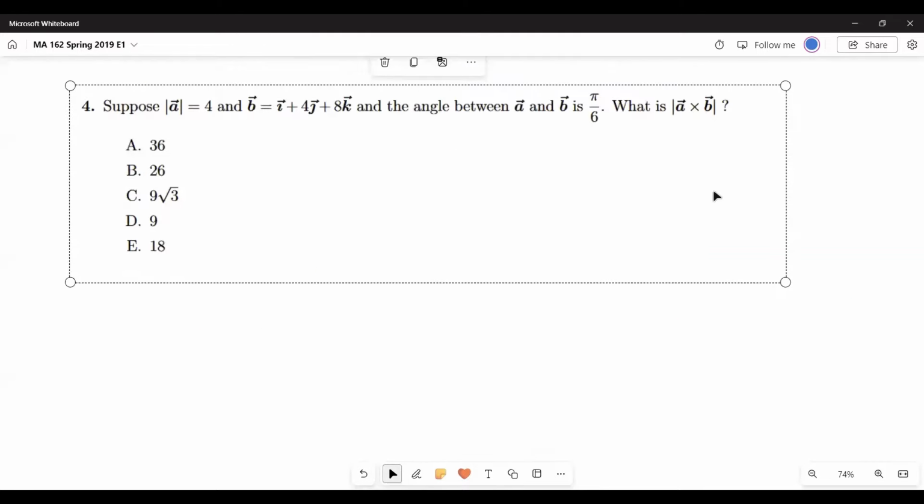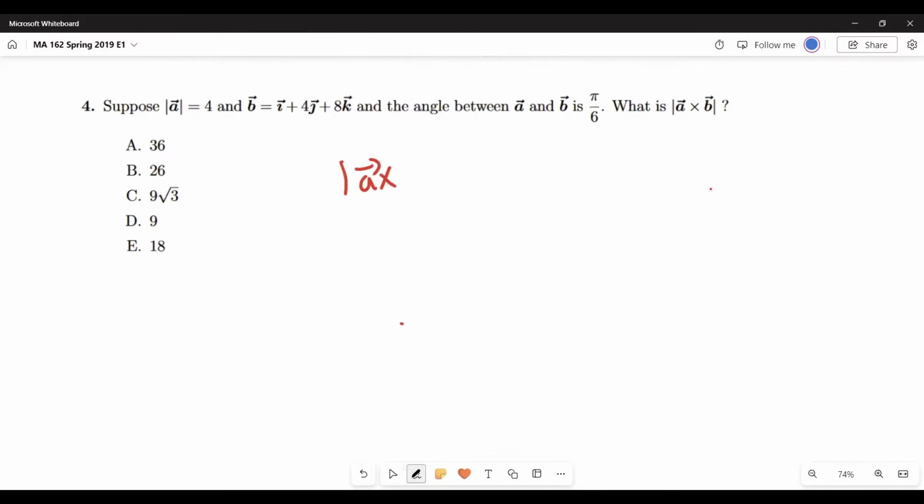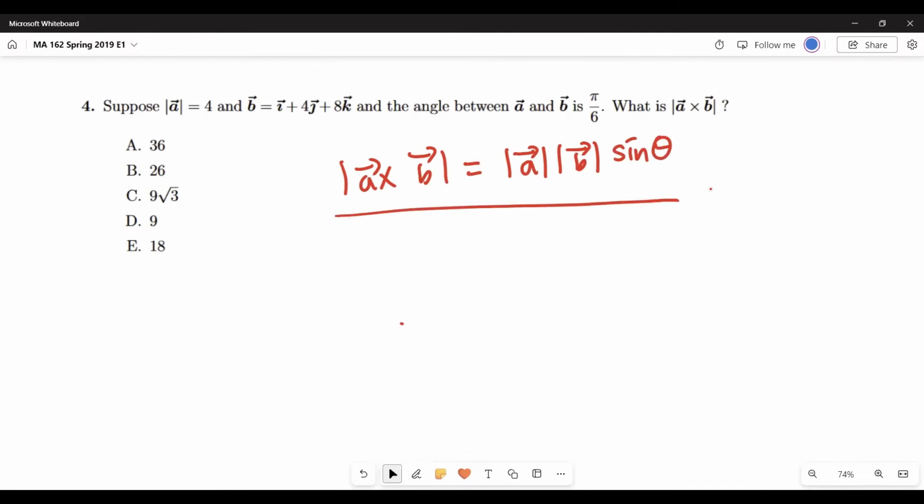Okay, this question asks: the magnitude of A is 4, B is i plus 4j plus 8k, and the angle between A and B is pi over 6. They're asking for the magnitude of A cross B. When you're given the magnitude of A cross B, this can be written as the magnitude of A times the magnitude of B times sine theta. That's the equation you have to remember when you're given the angle between the vectors, especially with cross products.